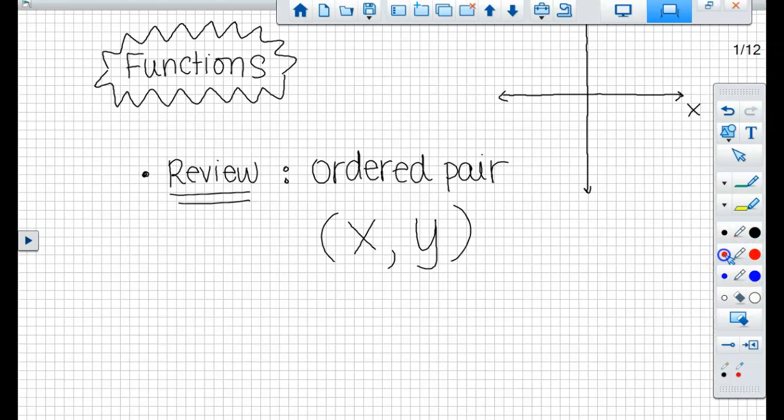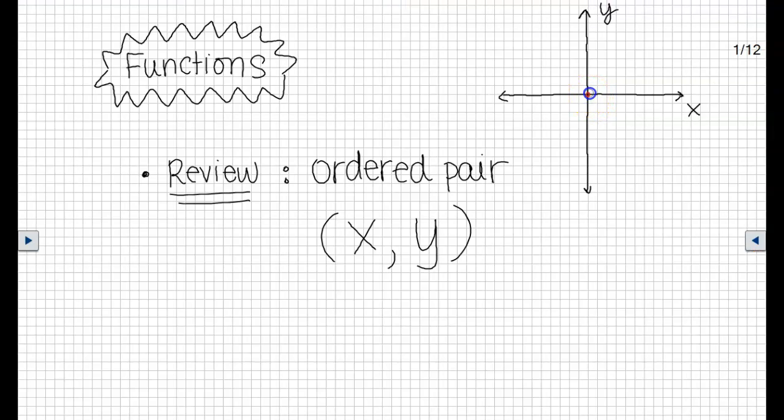Now, what you know is that this point right here, where those two number lines intersect, that point is called the origin. And if I look at the ordered pair for that origin, the x-coordinate would be 0 because I'm at 0 on this x-axis. And then I am also at 0 on this y-axis. So you know that that origin corresponds to 0 on both of those number lines.